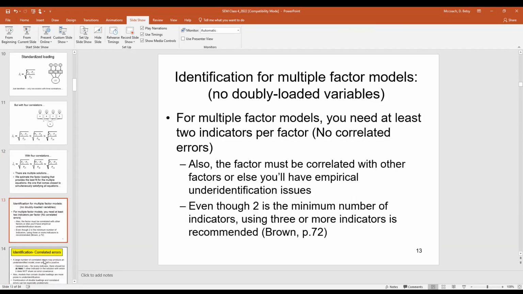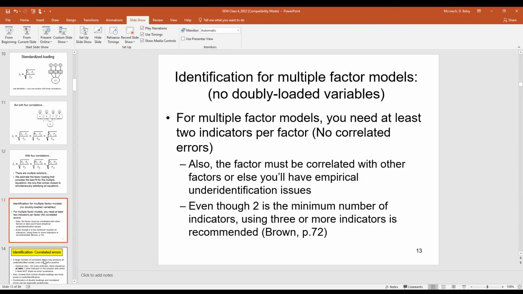All right, so identification for multiple factor models is a little bit more complicated, though not that much more. It's super easy if you don't have any double loaded variables or any correlated errors. If you have a multiple factor model and you don't have double loaded variables and you don't have any correlated errors, then you just need at least 2 indicators per factor instead of 3.